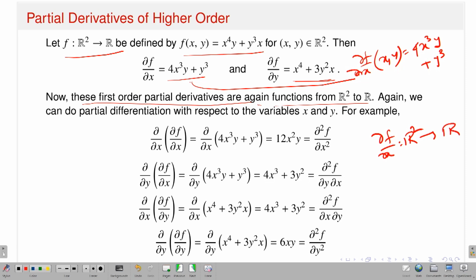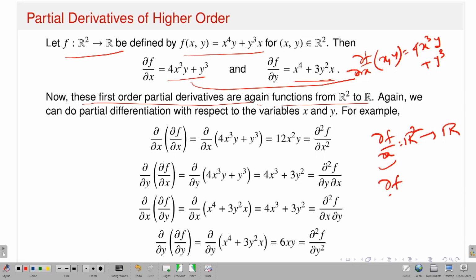Since it is a function from R2 to R, again I can think about the partial derivative of del f del x with respect to the x variable and with respect to the y variable. Similarly, del f del y is also a function from R2 to R, so I can think about the partial derivatives of del f del y with respect to x and with respect to y, and that is exactly what I have written.